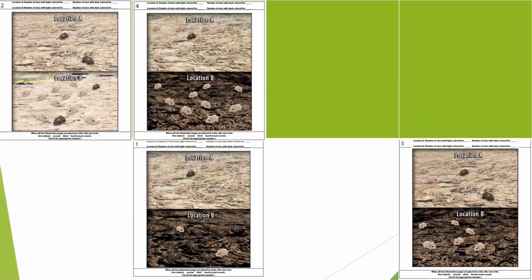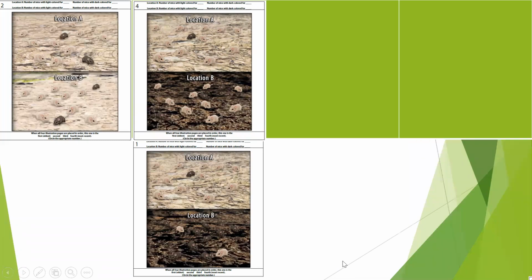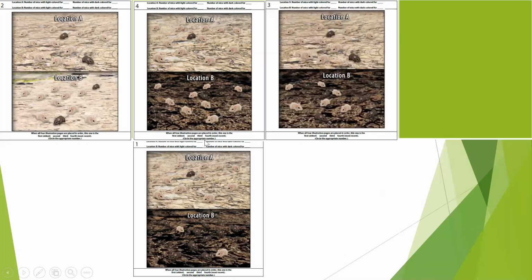A volcanic eruption where now the environment is dark where before it was light. You'll notice here that the environment at location A is the same, but the environment has changed here. So what would you then expect to happen? What comes next is card 3.